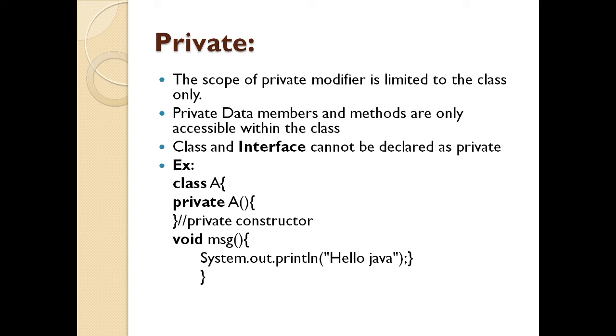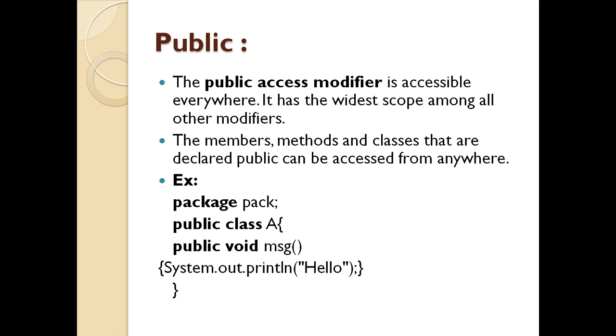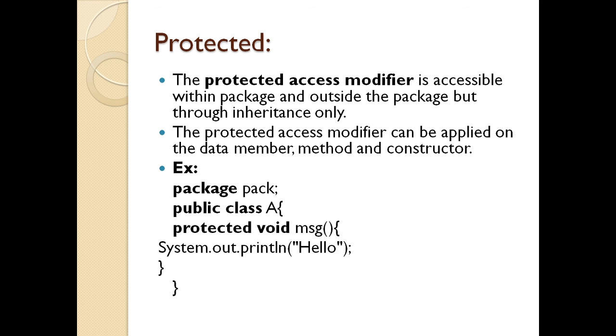Next is the public access modifier. That means it can be accessed from anywhere. It can be accessed even outside the class. Looking at the example, package pack, public class A and message.